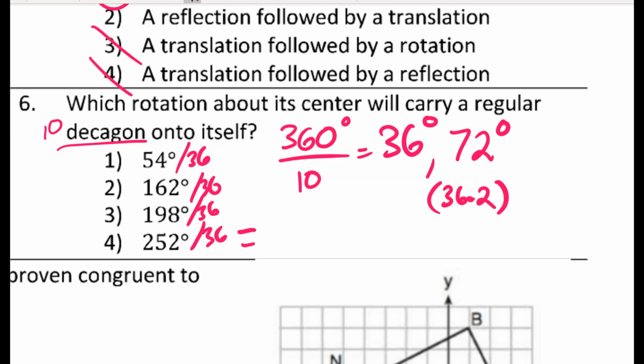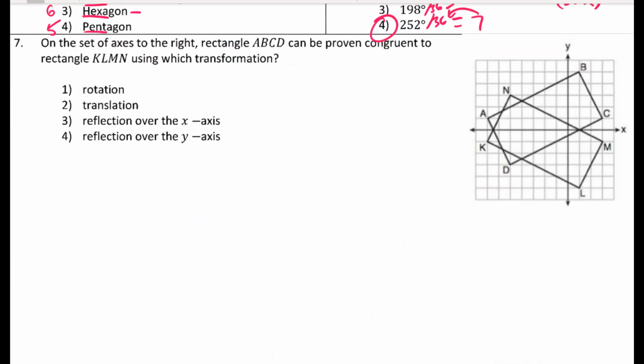And when you divide 252 by 36, that's 7 rotations of 36 degrees, so that would land the decagon right on top of itself. The rest of these are going to be decimal answers, so they're not full 36-degree rotations.